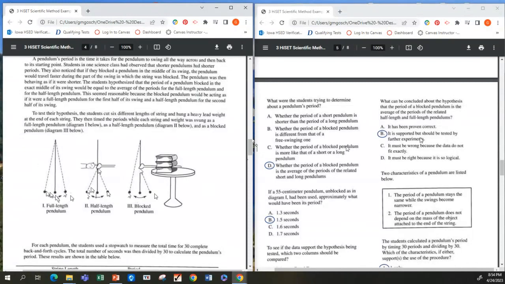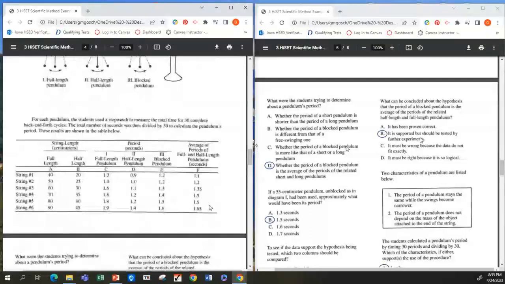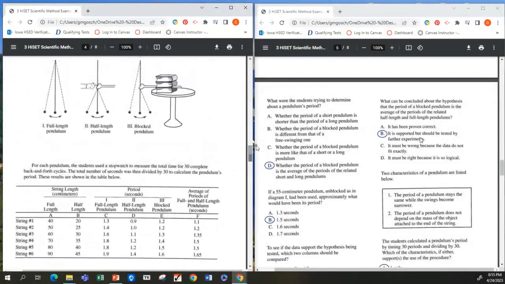So they cut 6 different lengths of string and hung a heavy lead weight at the end of the string. They then timed the periods while each string and weight was swung as a full-length pendulum, as a half-length pendulum, and then as a blocked pendulum. So that's what we are looking at here. And so this is our data. So I'm going to slide this so you can see the picture and our data.